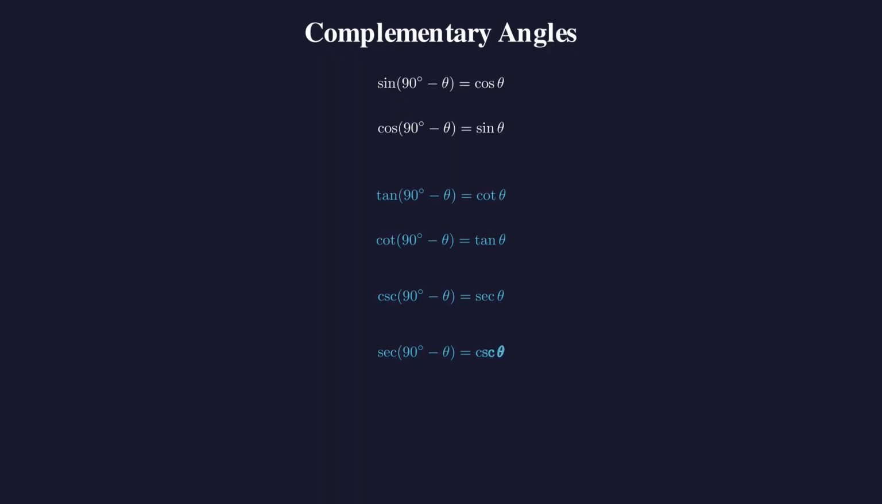Same pattern for the rest. Tangent of 90 minus theta equals cotangent theta. Cotangent complements tangent. Cosecant of 90 minus theta equals secant theta, and vice versa. 6 equations, one beautiful mirror symmetry. Let's verify. We showed sine 60 equals root 3 over 2. What's cosine 30? Since 30 and 60 add to 90, cosine 30 equals sine 60, root 3 over 2. Same number! Every time you compute one value, you get its complement free.